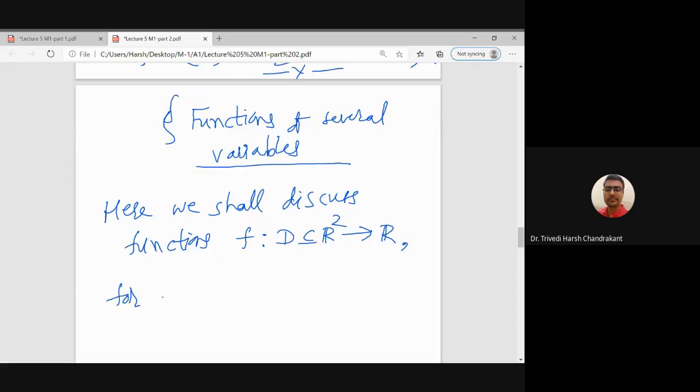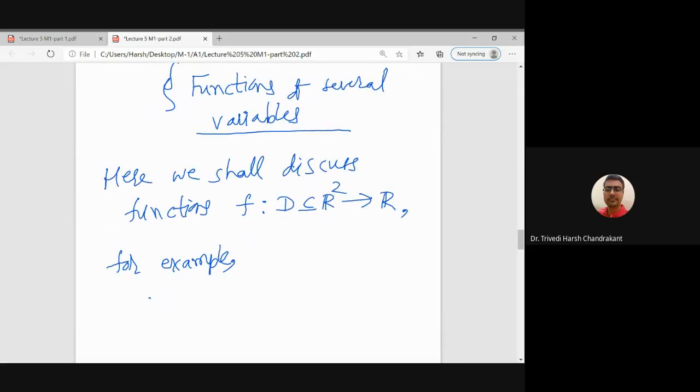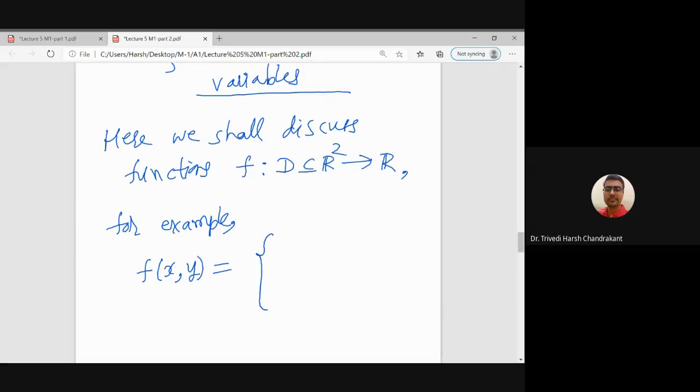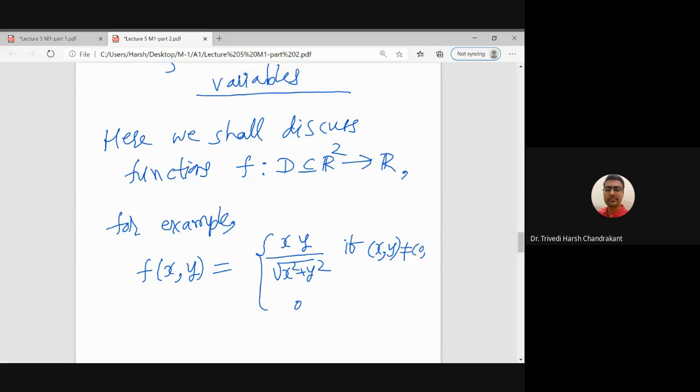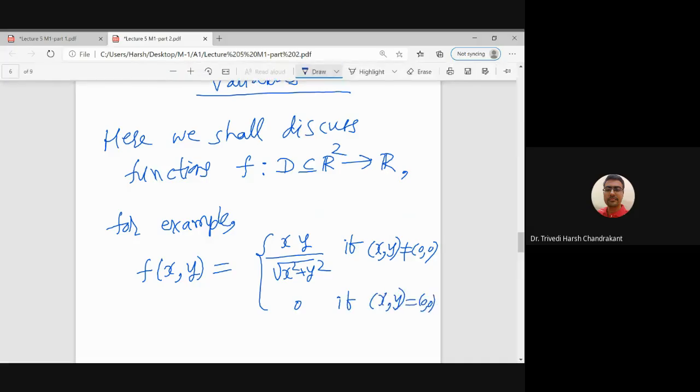So for example, the function I am defining is f of xy equal to xy divided by square root of x square plus y square, whenever xy is not the origin, and if xy is equal to 0 comma 0, then I'm defining the value of the function to be 0.